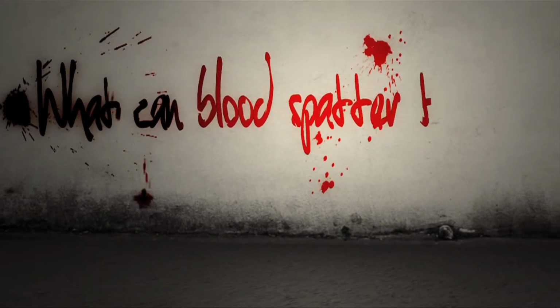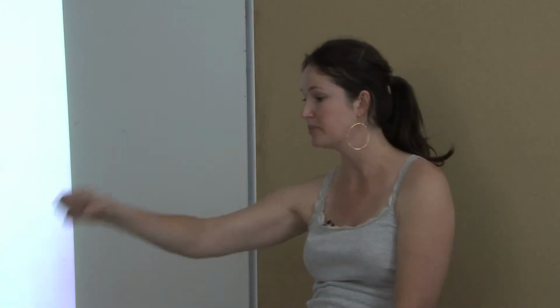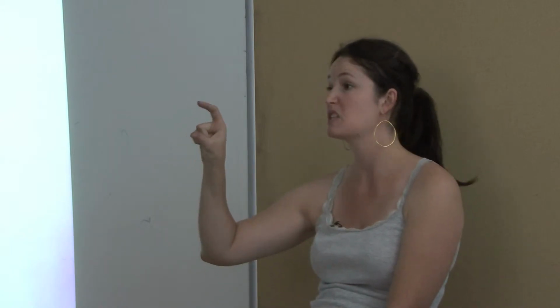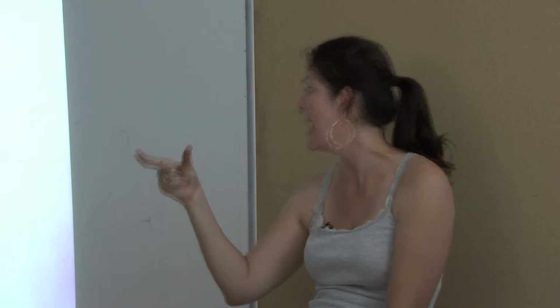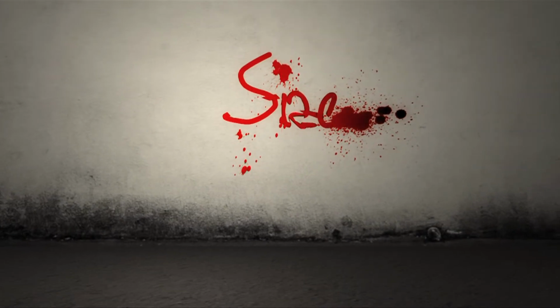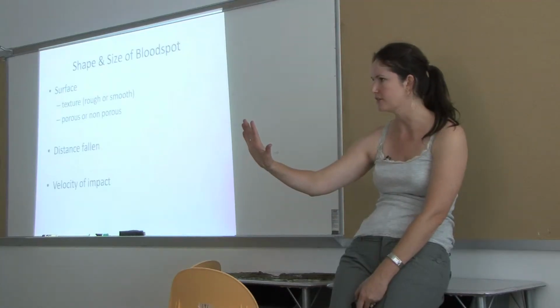What can blood spatter tell us? So it may just look like a glob of blood or a splatter of blood. We can actually measure the width and the height of blood spots to determine the height they were dropped at and the angle they were dropped at, and also the surface they were dropped on. The size of the droplets indicate how the blood fell from the victim. The speed of the impact makes a difference.